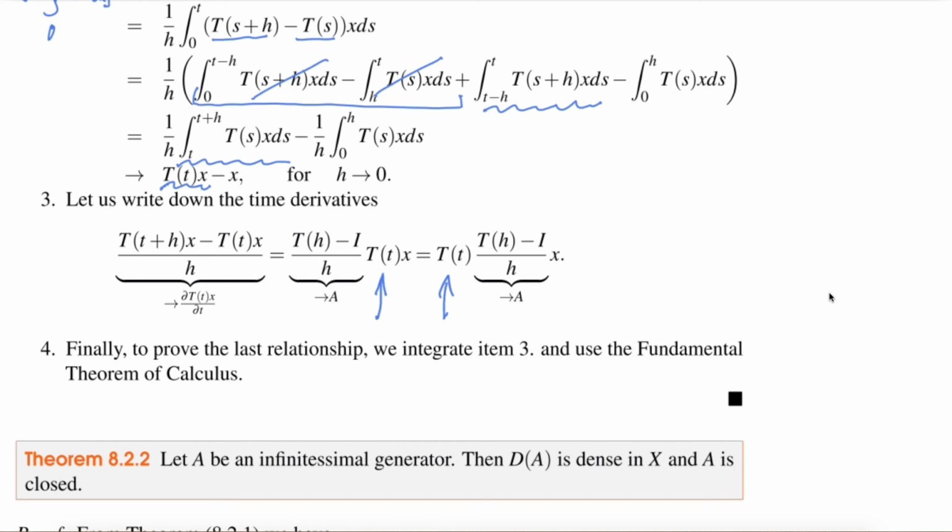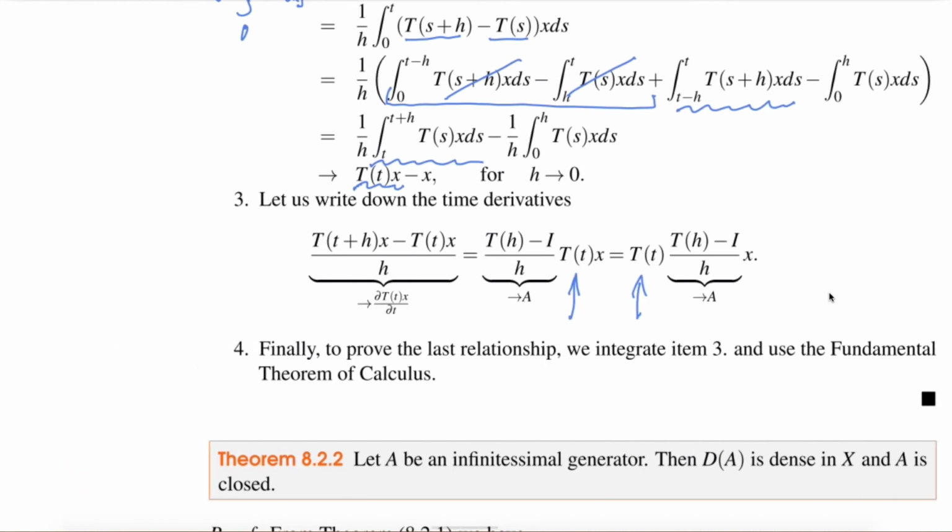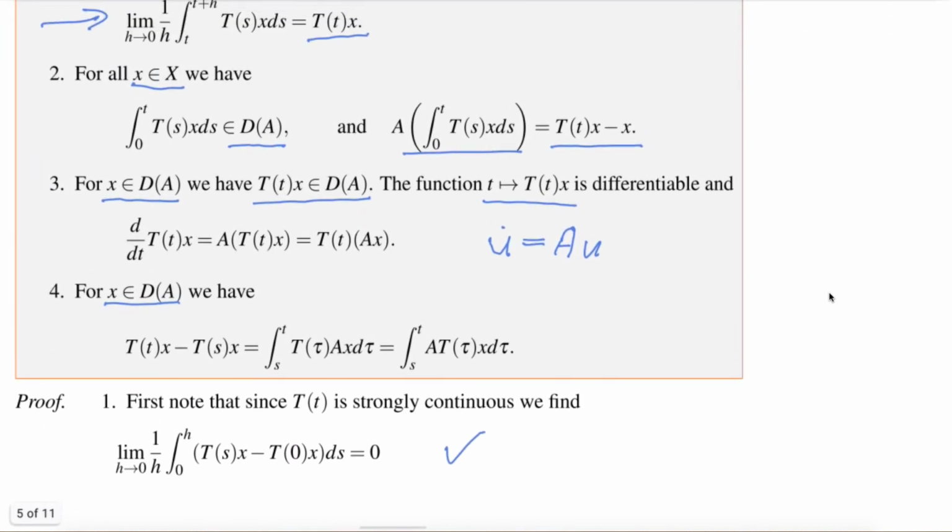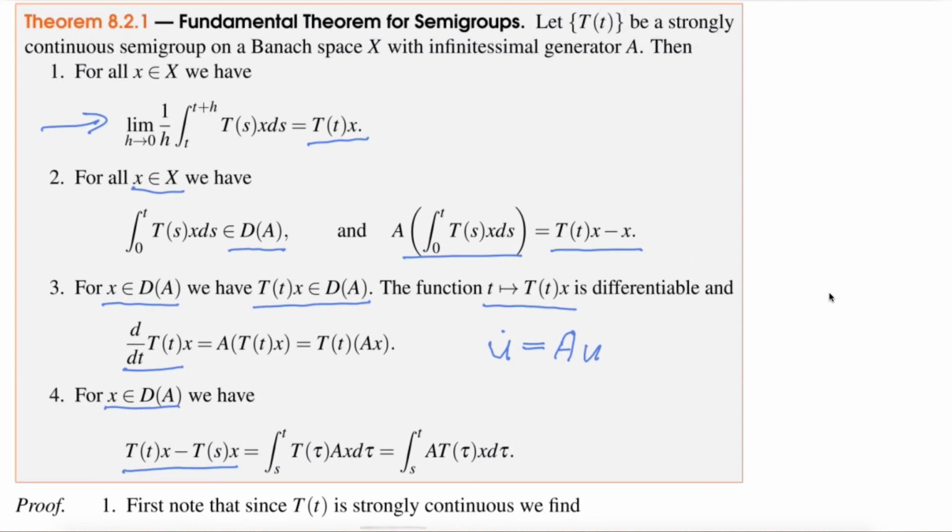Now for the last relationship, we just integrate item 3 using the fundamental theorem of calculus. So it does come back. Let's look at item 4 just quickly here. Okay, so T of t minus T of s. So this is the integral of the time derivative. And then we integrate the right-hand side. So that's all easy. Okay, so having a semigroup, we can define an infinitesimal generator which has all these beautiful properties, which remind very much of ODE theory.